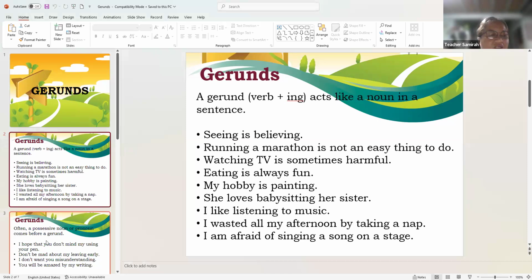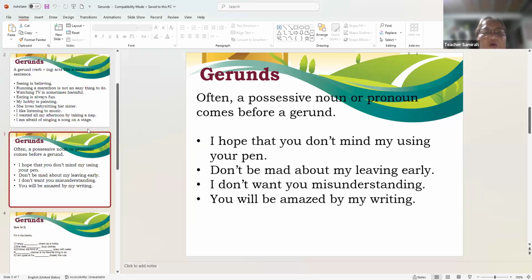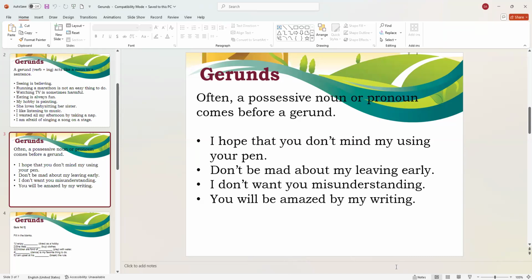So look at this. Another example of a gerund wherein it is preceded by a possessive noun or pronoun. A possessive noun or pronoun comes before a gerund. What are the examples of a possessive noun? What are the examples of a pronoun? Can you still remember? Pronoun.